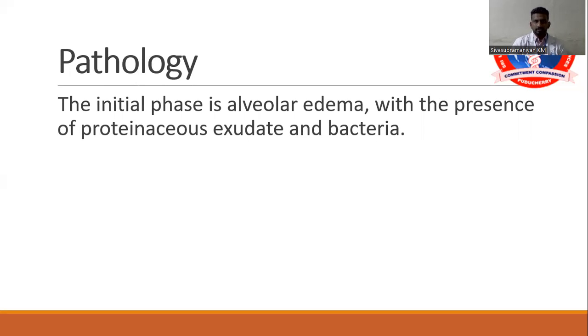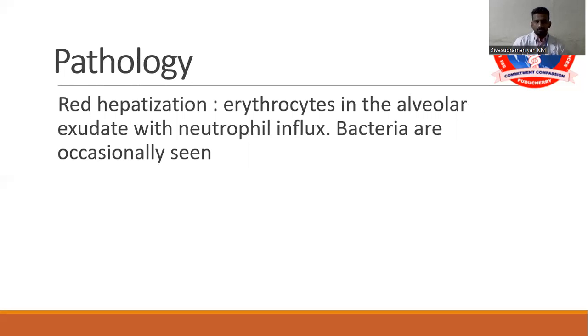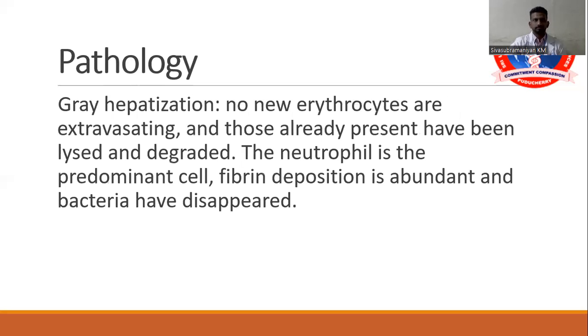So the initial phase is alveolar edema with the presence of a proteinaceous exudate and bacteria. And then on pathology, you have the next phase called the red hepatization phase. Within the alveoli, you have an influx of red blood cells, that is the erythrocytes, along with the neutrophils. And bacteria are occasionally seen during this phase of hepatization.